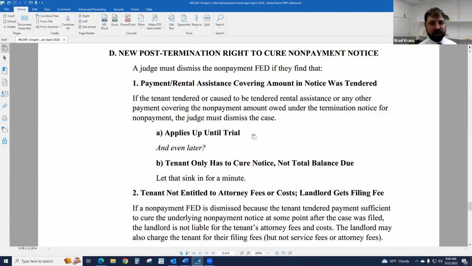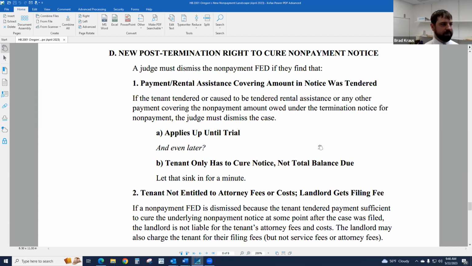So if the tenant tendered or caused to be tendered rental assistance or any payment covering the non-payment amount owed under the termination notice, the judge must dismiss the case. That means the tenant would stay in possession. Again, important point: the tenant only has to cure the notice, not the balance, not the total balance.